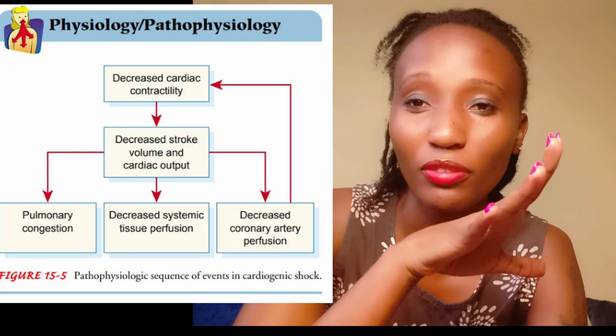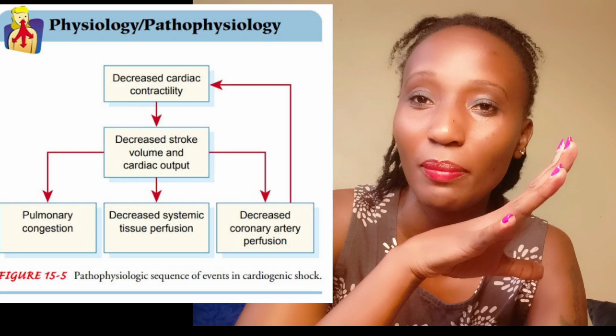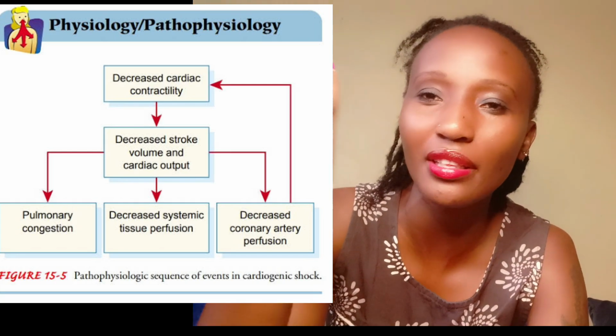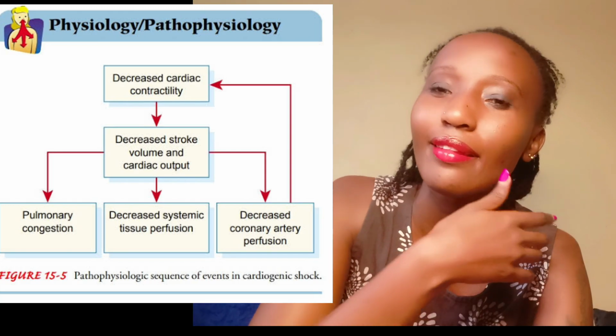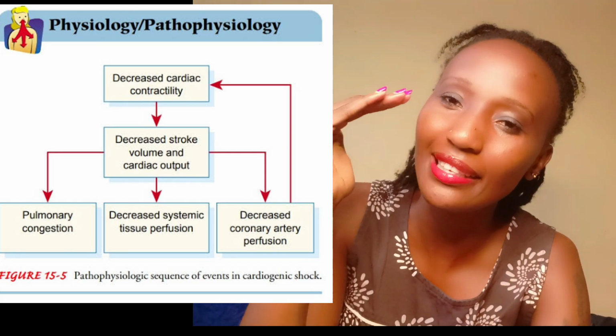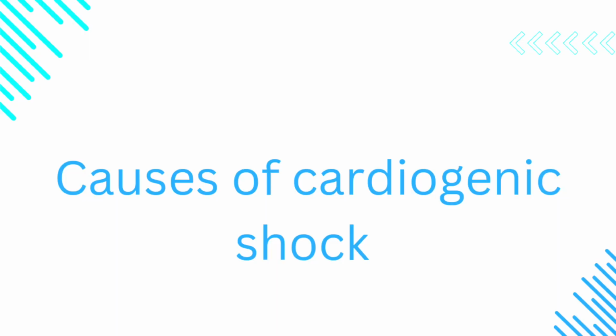Now, when we have decreased tissue perfusion, we definitely have cell injury. So this is the pathophysiology, and the most important thing for you to capture in this is that there is just decreased cardiac output, and this in turn leads to decreased tissue perfusion.